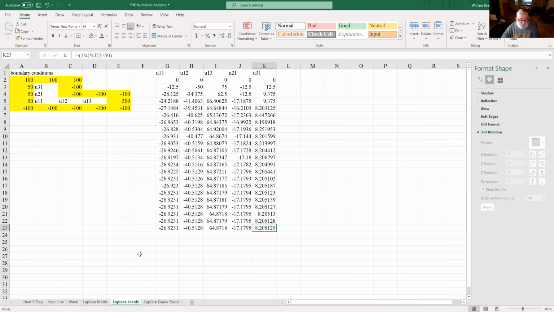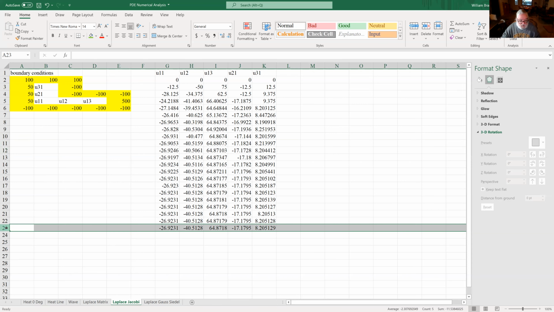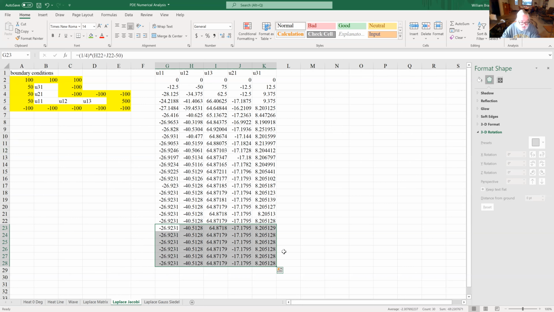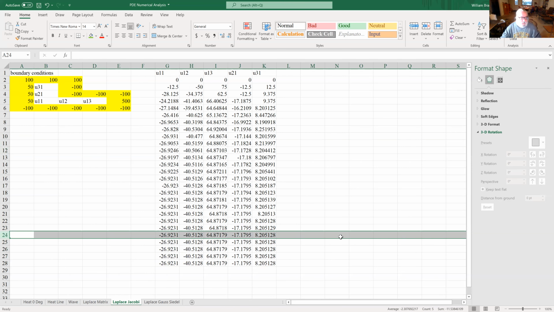The Laplace Jacobi, before it starts settling down, 23. It hadn't even quite settled down. So if we want to continue this, we can pick a cell, pick another cell, hit Control D, goes down. Yeah, and so that doesn't settle down until 24. So the Gauss-Seidel is a little bit faster.